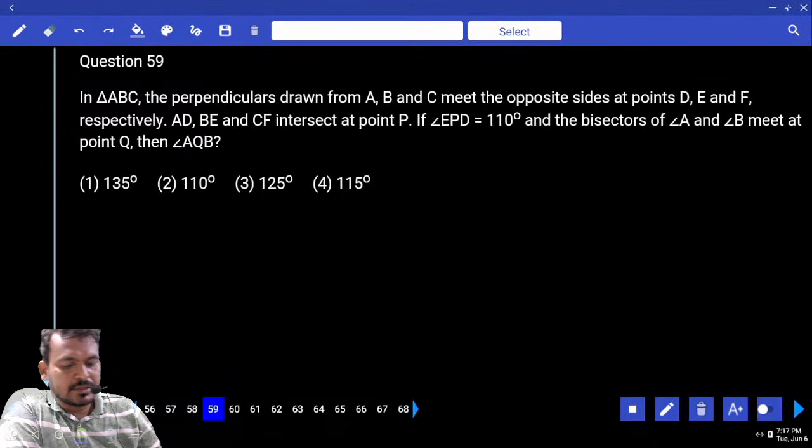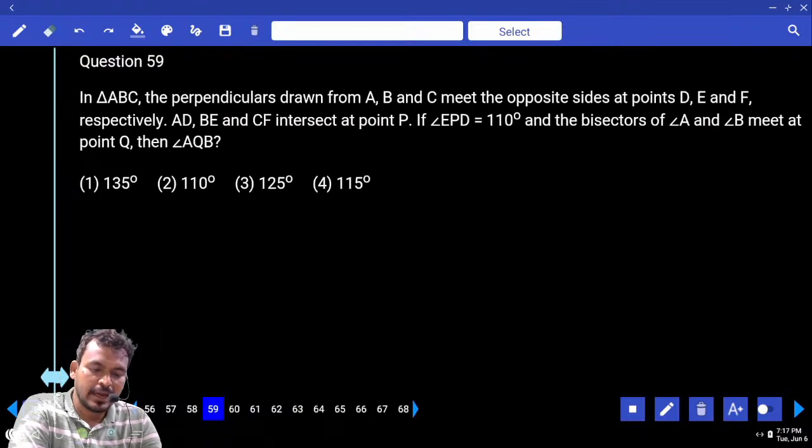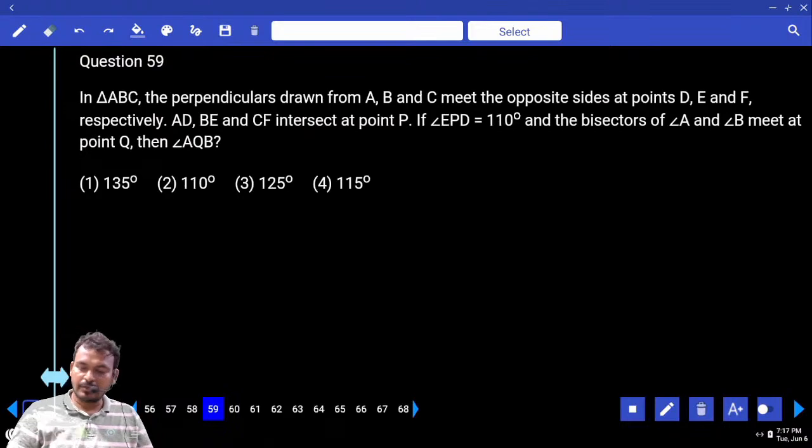In triangle ABC, the perpendiculars drawn from A, B, C meet the opposite sides at points D, E, F respectively. AD, BE and CF intersect at point P. If angle EPD equals 110, then the bisectors of angle A and angle B meet at point Q. Find the angle AQB.